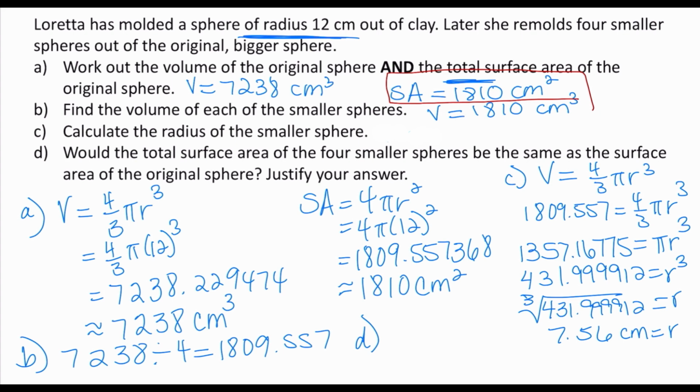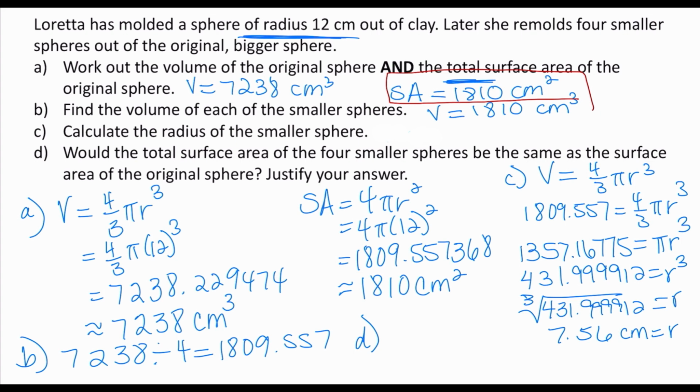And from here we can answer part D, which asks, would the total surface area of the 4 smaller spheres be the same as the surface area of the original sphere? Justify your answer. So think about that for a second. Do you think that the total surface area of 4 smaller spheres is going to be the same as the surface area of one original sphere? So you have to think in terms of wrapping paper. Imagine you're wrapping a ball, but then from that same ball, you're going to make 4 smaller ones. Will you be using the same amount of wrapping paper to do that? So that's what we're trying to investigate right here.